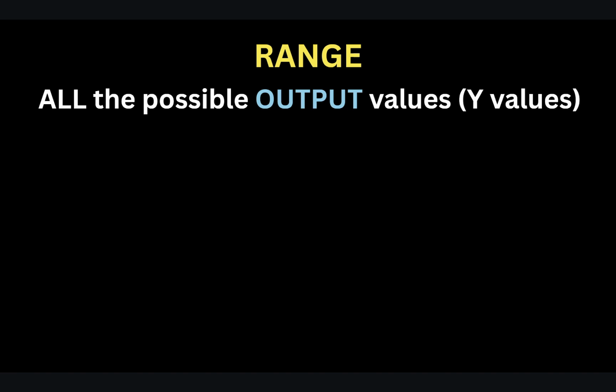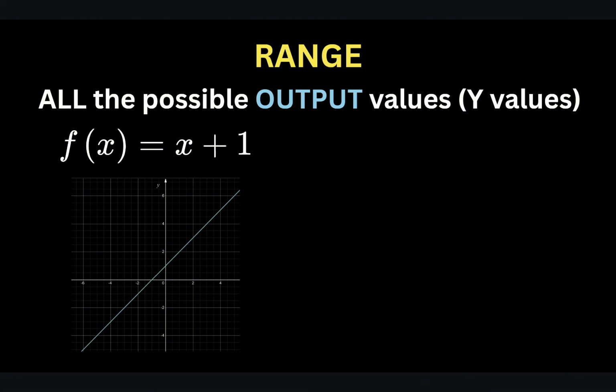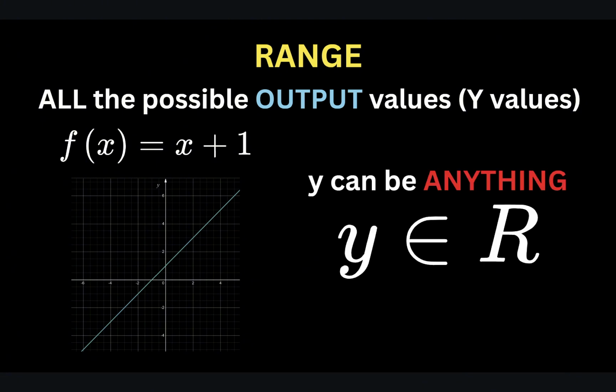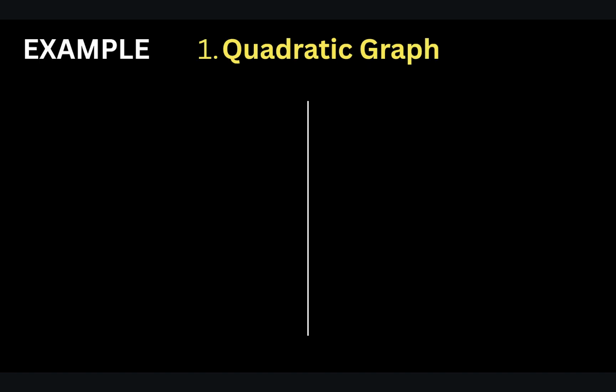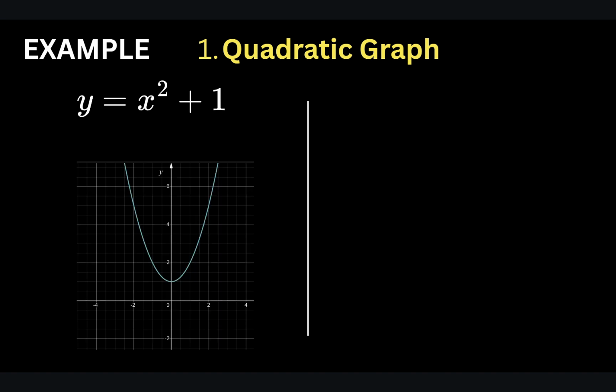Range. Range is all the possible output values, which are the y values. And for this function, since y can be anything, we write it like this, which means y can be any real value. The first example is a quadratic graph. First, we have a smiley face quadratic graph, as the coefficient of x squared is positive 1. The range for this graph is that y will always be more than the minimum point, which is 1. So y will always be more than 1.